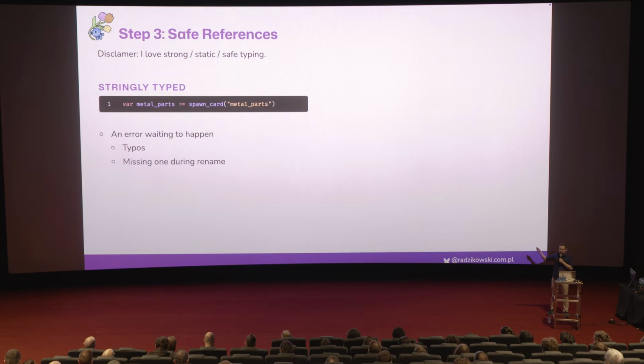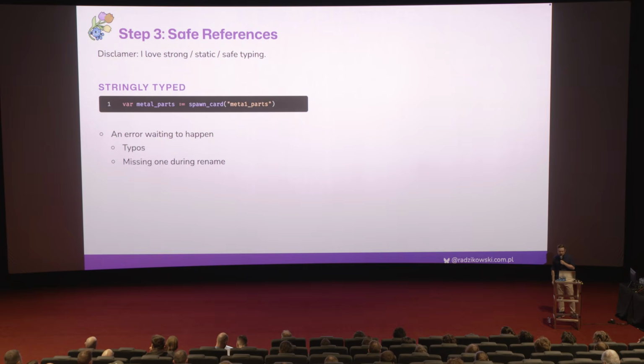We have a string here, our ID that we pass to create this card. We have some spawn card function that will create our card. That's kind of important in a game about cards, so we need to tell what card to create. So we provide the ID of this card. Makes sense. But no, that's very, very, very bad. This is an error waiting to happen. You make a typo and it won't work or it will crash or whatever.